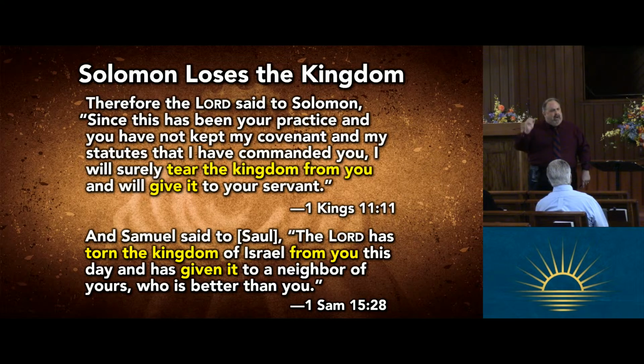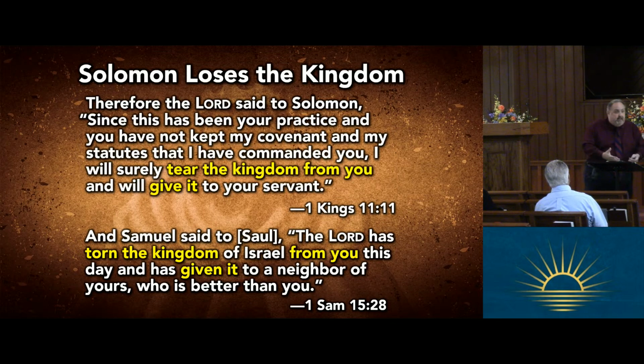What had God promised David? How long would his dynasty last? What had God told him? "I want your dynasty, David, to last forever, in perpetuity." But there was a condition. And what was that condition? In 2 Samuel 7, they have to obey. They have to keep the covenant.